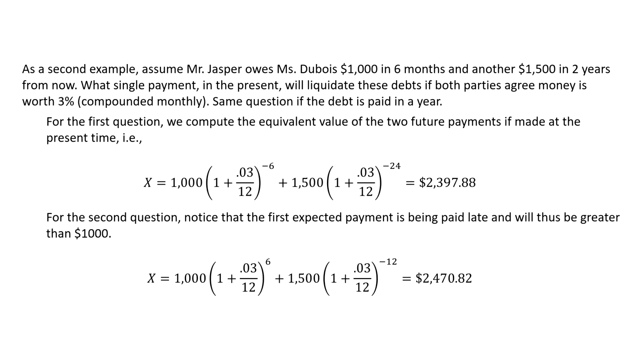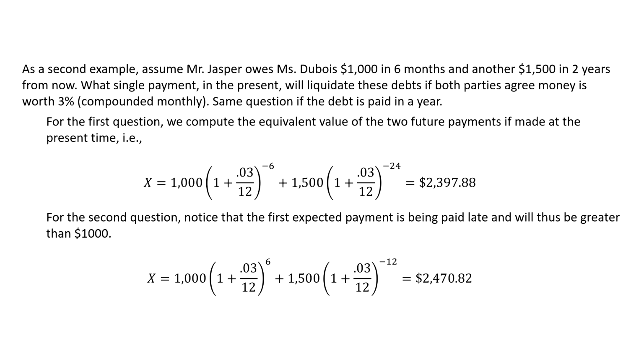As a second example, assume Mr. Jasper owes Ms. Dubois $1,000 in 6 months and another $1,500 in 2 years. What single payment in the present will liquidate these debts if both parties agree money is worth 3% compounded monthly? Then I'll ask you the same question if the debt is paid back in 1 year.